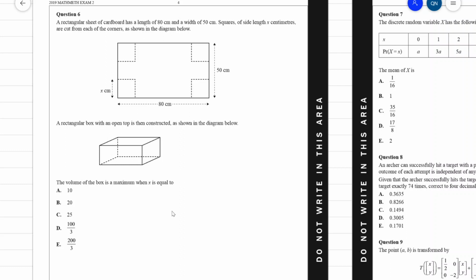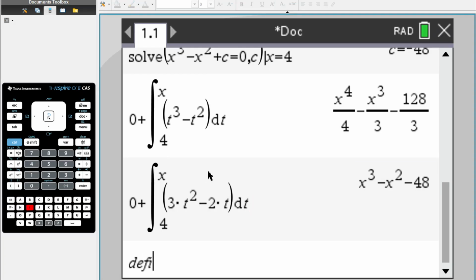So let's define the volume function first of all. What's the volume going to be? V of x is going to be equal to, the height is going to be x, the width is going to be 80. Now we chop off x on both sides, so it's 80 minus 2x. Then the length is 50 minus 2x. And we want to maximize this guy. So let's just define it on the CAS. Define v of x to be equal to x, 80 minus 2x, and then 50 minus 2x.